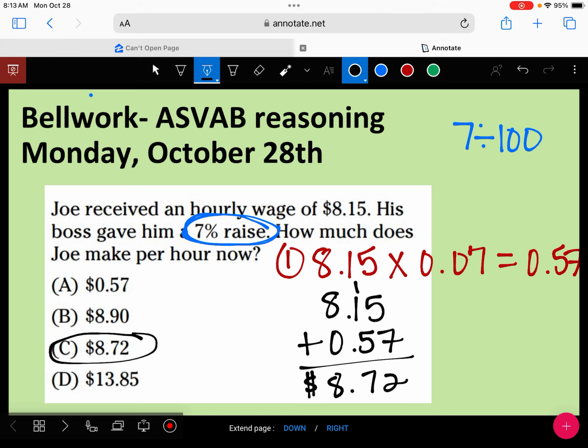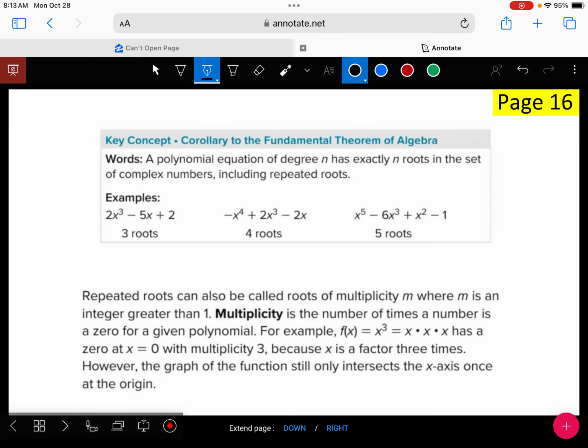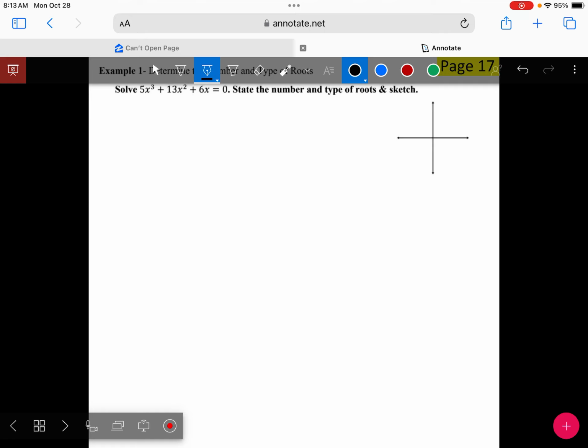Okay, so today we're going to do some factoring and sketching. And so in your notes, I believe we're going to page, what page is that? I think it's 17. Hold on, let me see. In your notes, go to page 17.